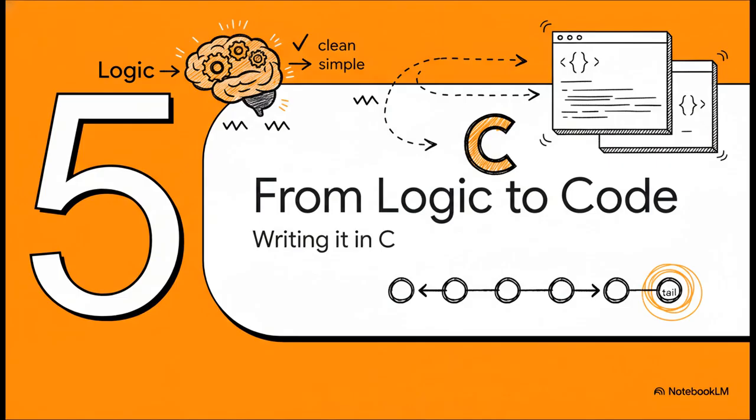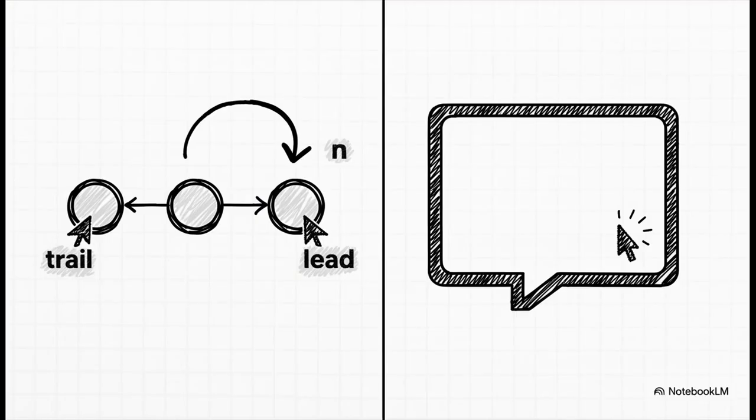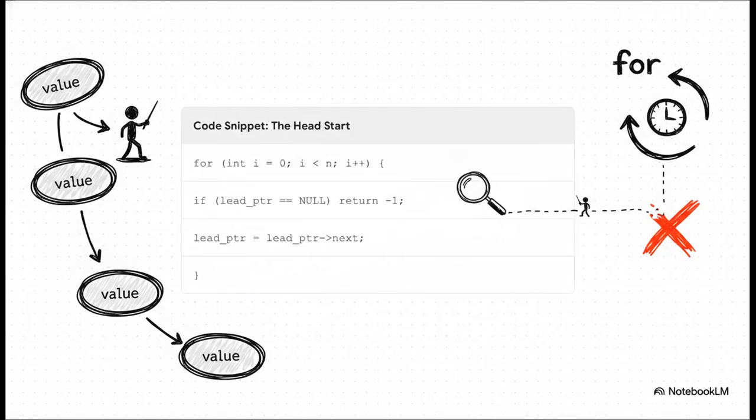But how does this actually look in code? Let's take a look at how this all translates into C. So we're going to break this down into the exact same phases we just saw. First up, giving our lead pointer that head start. This is just a basic for loop, nothing too fancy. It just runs n times, and each time through, this line here, leadPTR equals leadPTR.next, just nudges the lead pointer 1 step forward.